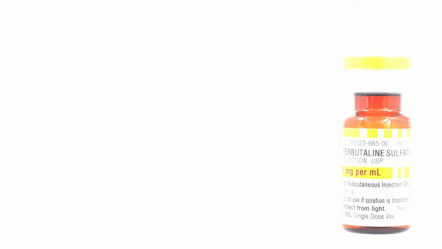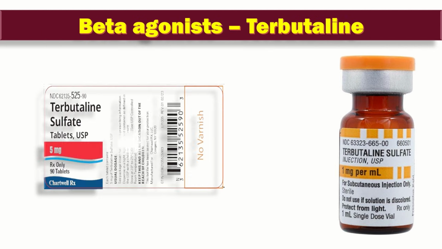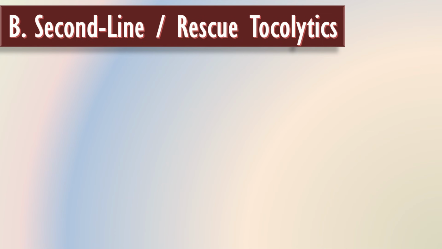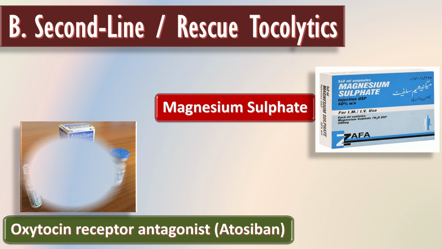Next is the beta agonist like terbutaline. The mechanism of action is that it stimulates beta 2 receptors, which causes smooth muscle relaxation. The side effects include tachycardia, hyperglycemia, and pulmonary edema, and it is used when other agents are contraindicated. The second line or rescue tocolytics include magnesium sulfate and oxytocin receptor antagonists like atosiban.